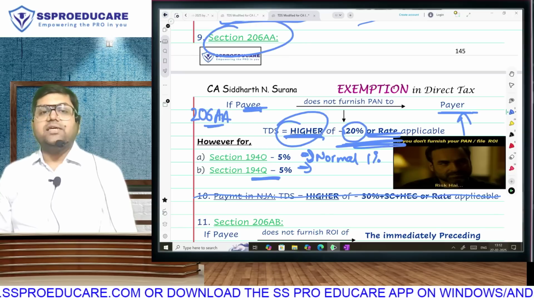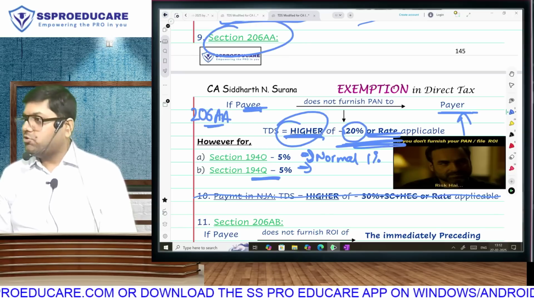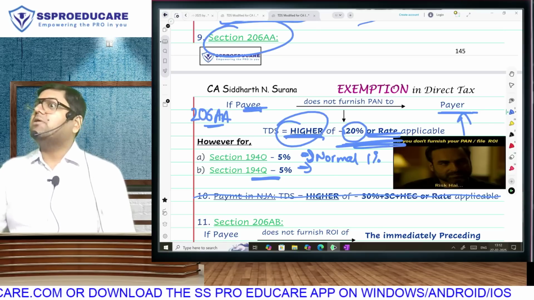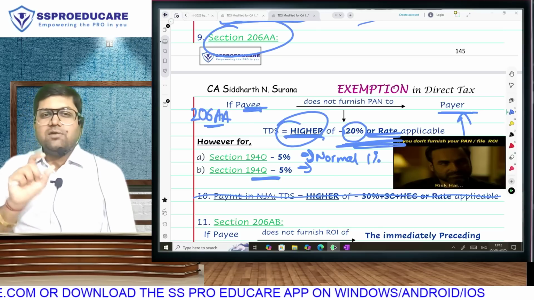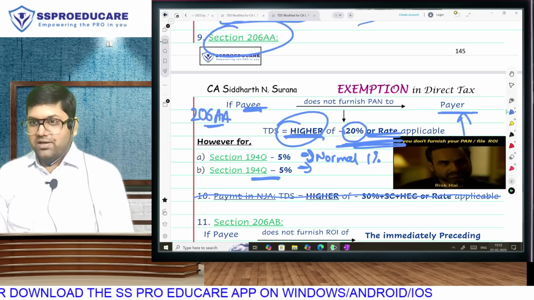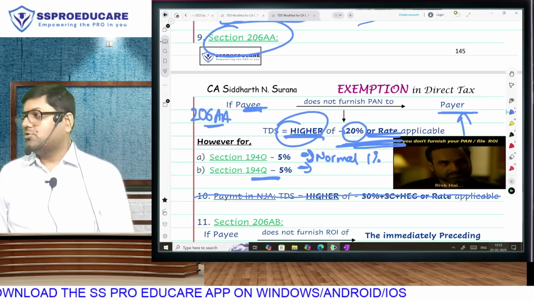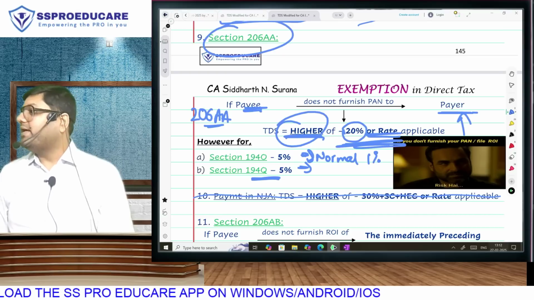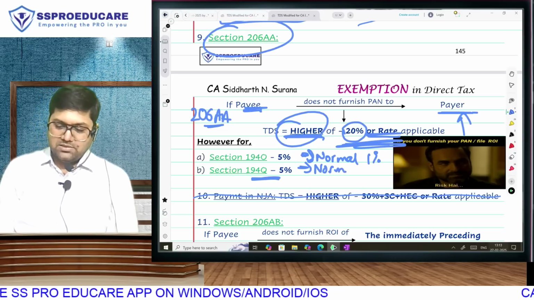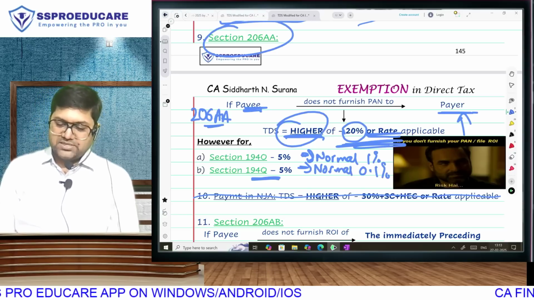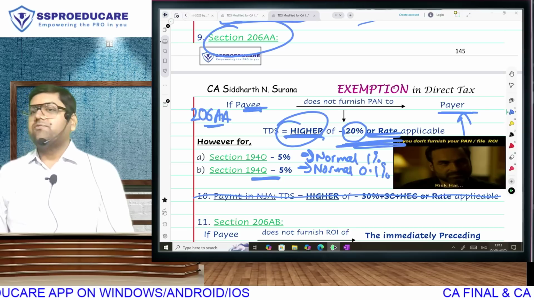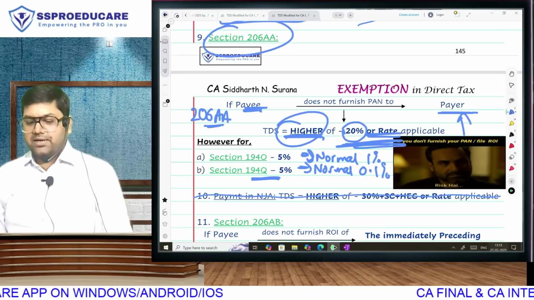What is the rate of TDS in sale of goods? 0.1%. If you don't furnish PAN and it becomes 20%, do you understand? We are making your TDS rate 200 times. 0.1 into 200 is 20. That will become very high. So here also the normal rate is 0.1%, but if you don't furnish PAN, it will not become 20, it will become 5.